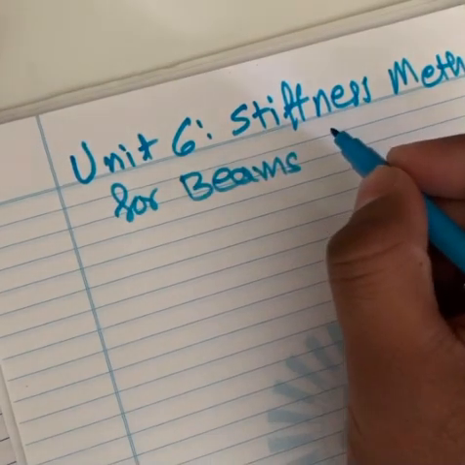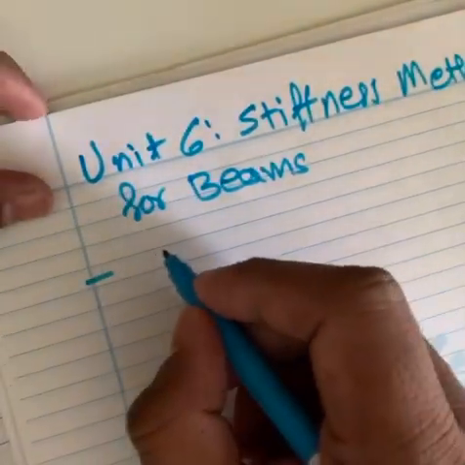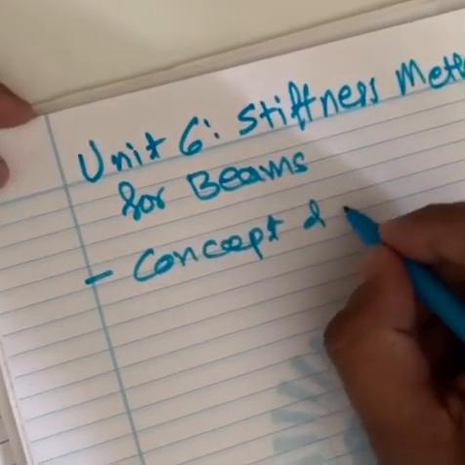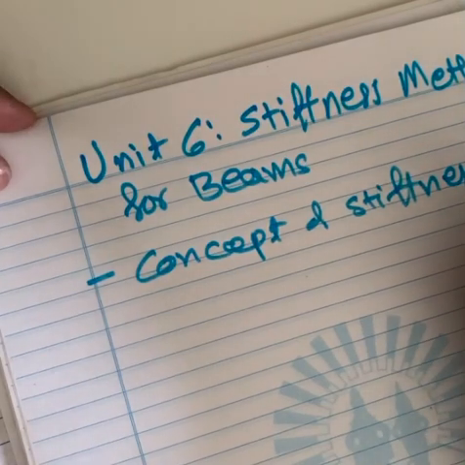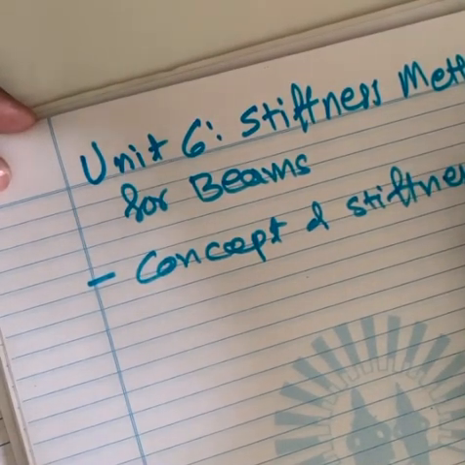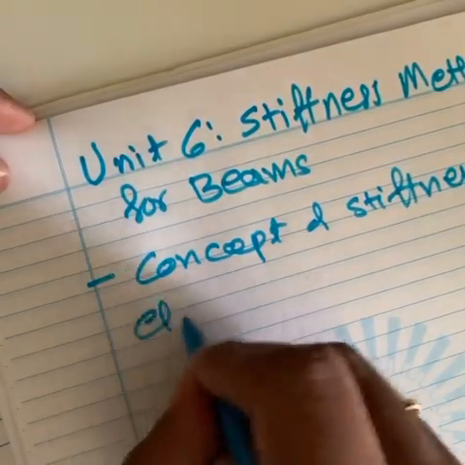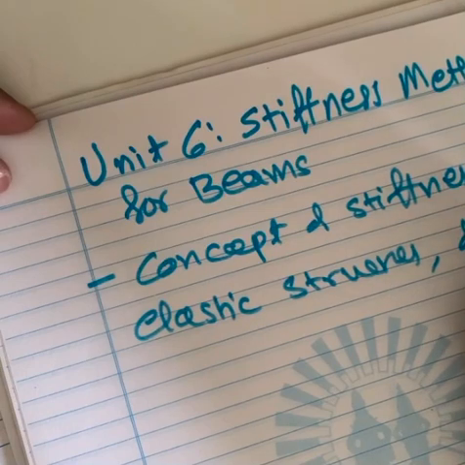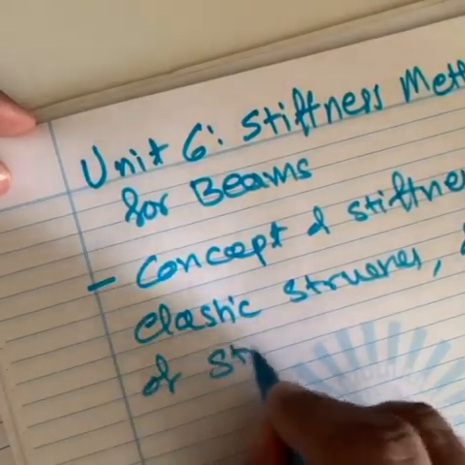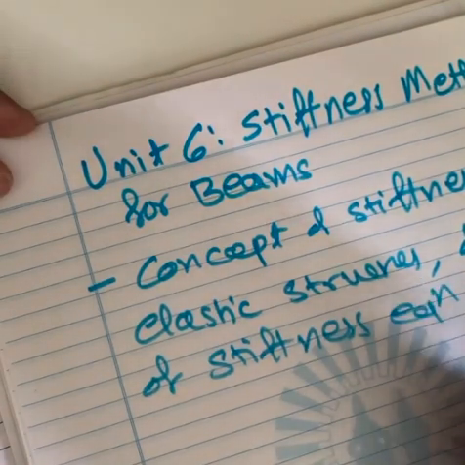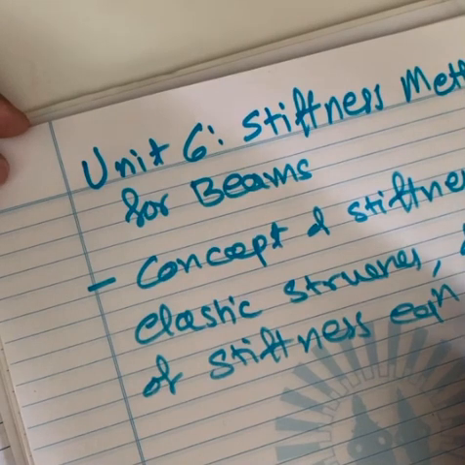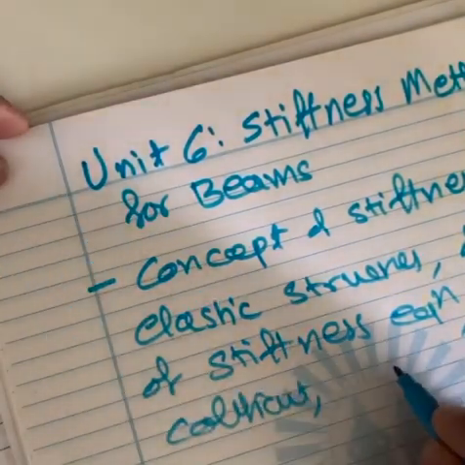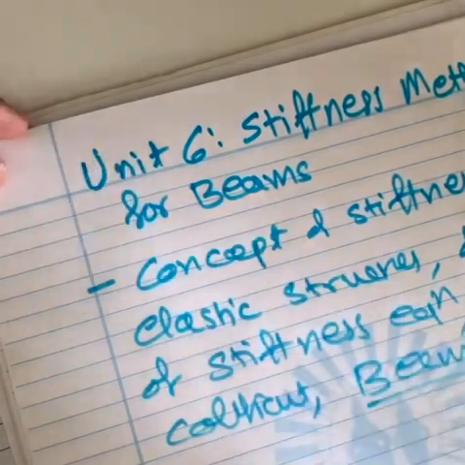So, stiffness methods for beams. If you see the syllabus pointers: the concept of stiffness, linearly elastic structures, derivation of the stiffness equation, then stiffness coefficient, and then use of this for beams. That is what we are going to study.